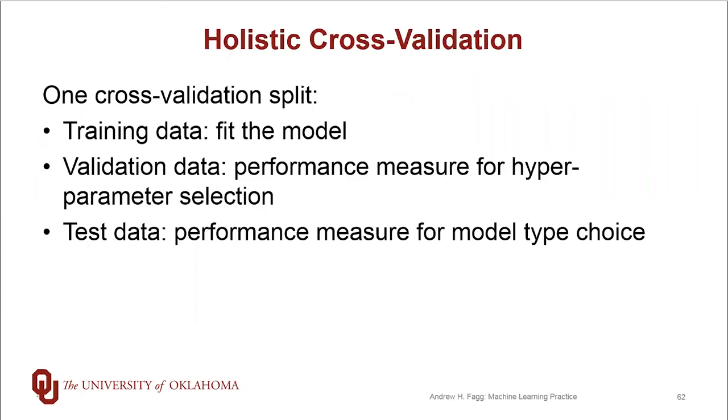So what we're going to do is make a modification to the way we're doing the splits in cross-validation. We're not going to have just two different types of data. We're going to have three. We'll have training data, and this is all about fitting the model. We'll have validation data, which is about doing hyperparameter selection. And then we have test data that we'll use for measuring the performance of our models at the very end for comparison across model types. So I want to show you the big picture first with both levels of hyperparameter selection and model comparison, and then we'll delve down into this holistic cross-validation idea.